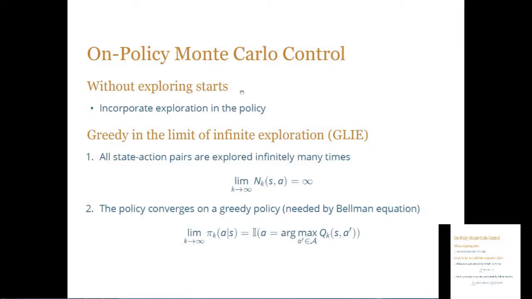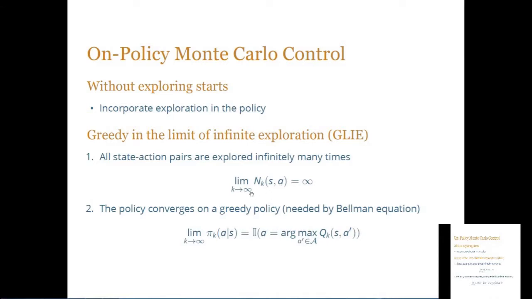And in particular, there is this notion of greedy in the limit of infinite exploration, or GLIE, which actually states the conditions that we need for an algorithm to converge to the optimal policy. So on one hand, we need to ensure that all state action pairs are explored infinitely many times. So this is given by this condition, where n is the number of times that we visit this pair of state action.